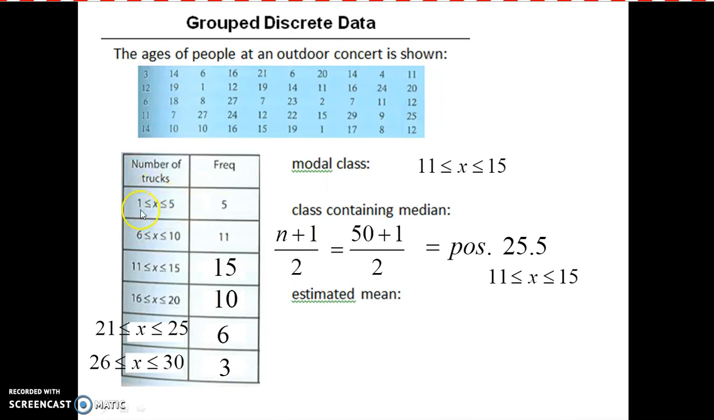So the way to do this with this kind of list is to take the middle value, what's directly between 1 and 5. That number is actually 3.